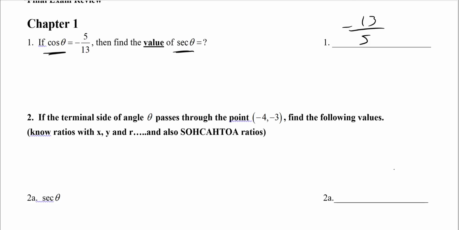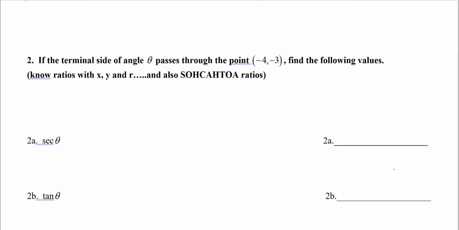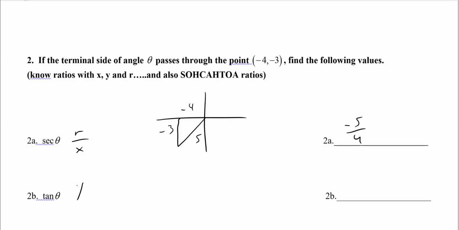Okay. Next one, I gave you a terminal side angle passing through that point. So definitely make a sketch for all these problems. Okay, 2A, B, C, and D. You know you're in this quadrant here, and this is -4, this is -3, and of course this is 5. And then you guys just know your ratios. This is R over X, and so it's just going to be -5/4, right? Pretty easy. And tangent is Y over X, so it's going to be 3/4.